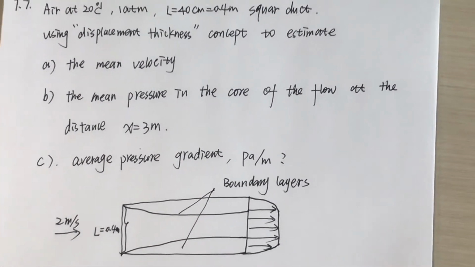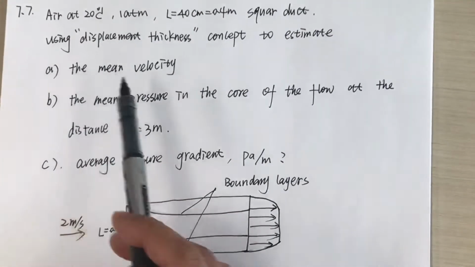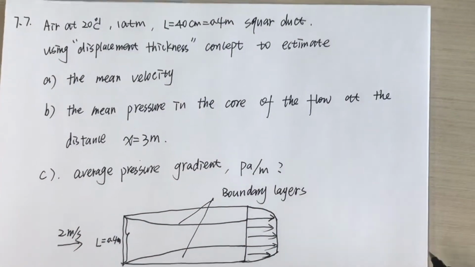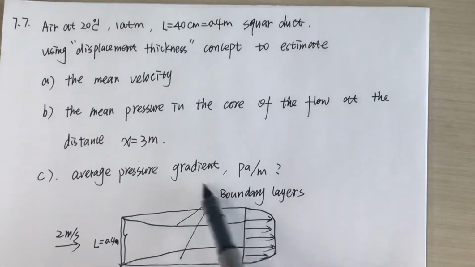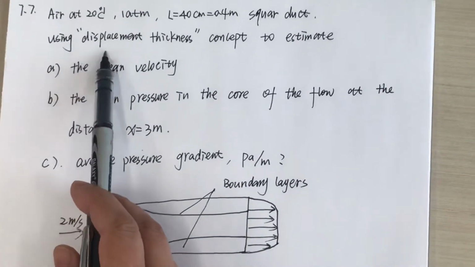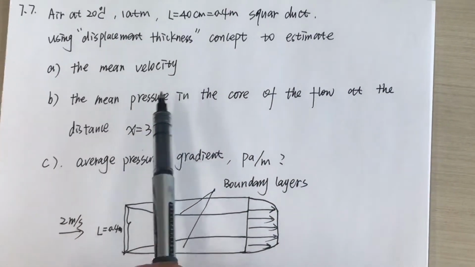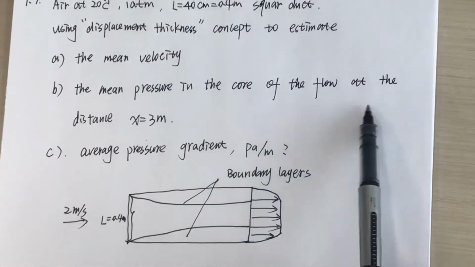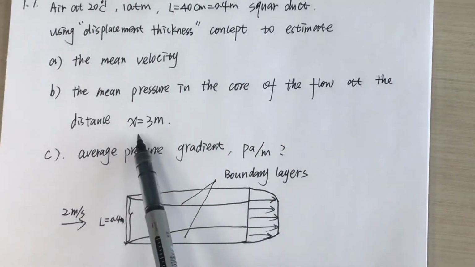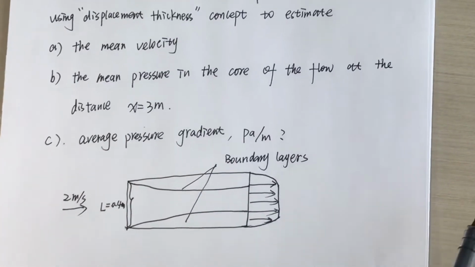Okay, we will solve the first question. The first question is: air at 20 degrees, 1 atm enters a square duct. The picture is here. We are asked to use displacement thickness to estimate the mean velocity and the mean pressure in the core of the flow at the distance X, which should be 3 meters, and the average pressure gradient.